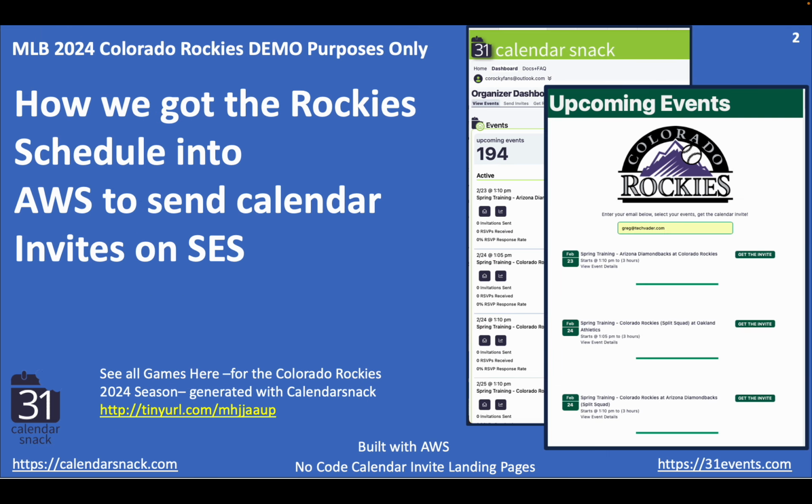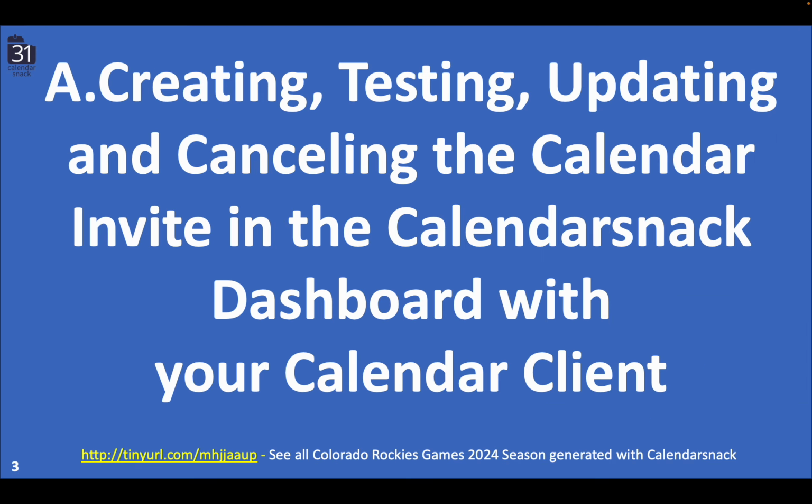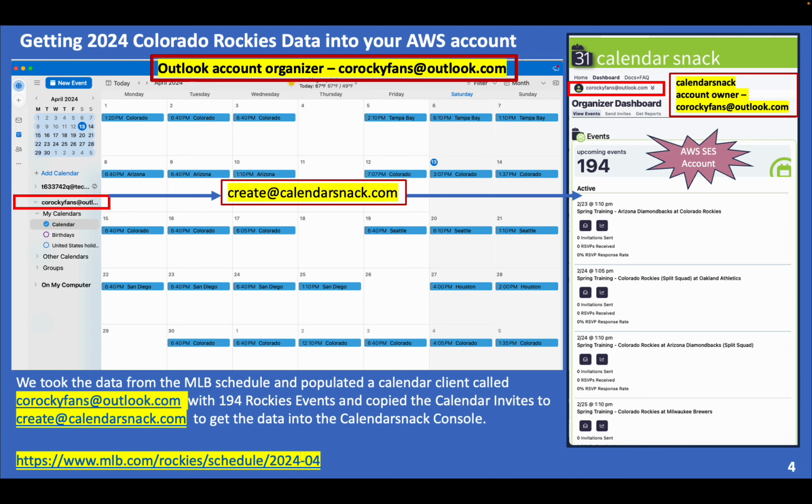You'll see it there. And I'm going into a screenshot demo of what I did for the Colorado Rockies. I essentially injected all the Colorado Rockies games, 194 of them, into the AWS account by simply using the create@calendarsnack command. So this here is how I create, test, update, and cancel the calendar invite in the Calendar Snack dashboard with the calendar client, or in this case, my calendar client. Take a peek at it, Colorado Rockies at outlook.com. That was my calendar email client name, and I sent it to create@calendarsnack.com.